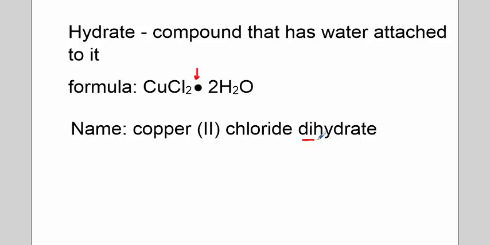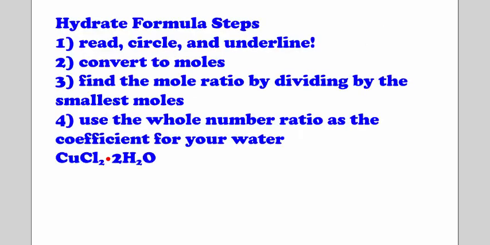We use the prefixes that we used back in covalent compounds to indicate the number of waters, and we'll do some practice with that as well. The steps are going to look very familiar. They're going to look just like our empirical formula steps. We're going to read, circle, underline. We're going to convert to moles. We're going to find our mole ratio by dividing by the smallest. And then we're going to use that whole number ratio as the coefficient for your water.